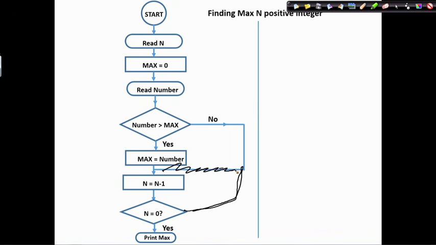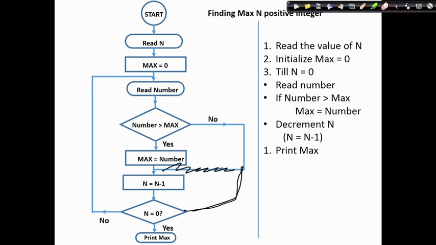So, again I can have the pseudocode for this. So, the pseudocode for this is shown here. Read the value of n here, initialize max to 0, till n is 0, read the number. If number is greater than max, max is equal to number, decrement n, n is n minus 1, and then it will be not 1 here, it will be again print the max.